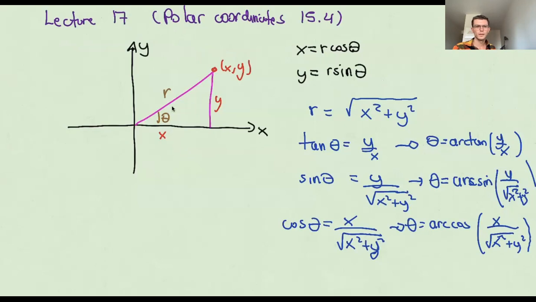Now, there are some conventions, as I said. One that will be enforced really strictly in this class is that we will always take r to be positive or zero, right? We're not allowing negative values for r.